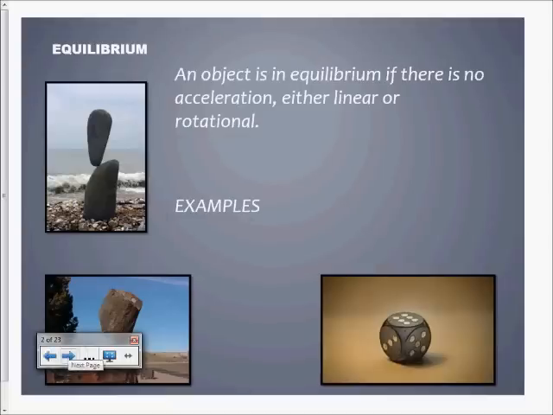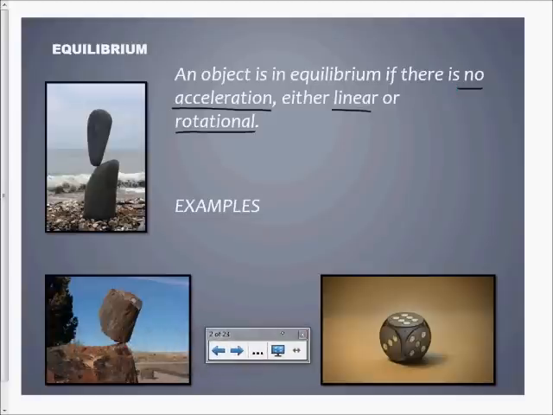Equi meaning equal. Equilibrium are situations where the forces or perhaps the moments on an object are balanced. And if that is the case, then we can say that there is going to be no acceleration, either a linear form of acceleration or rotational. So that's a very general definition of equilibrium.